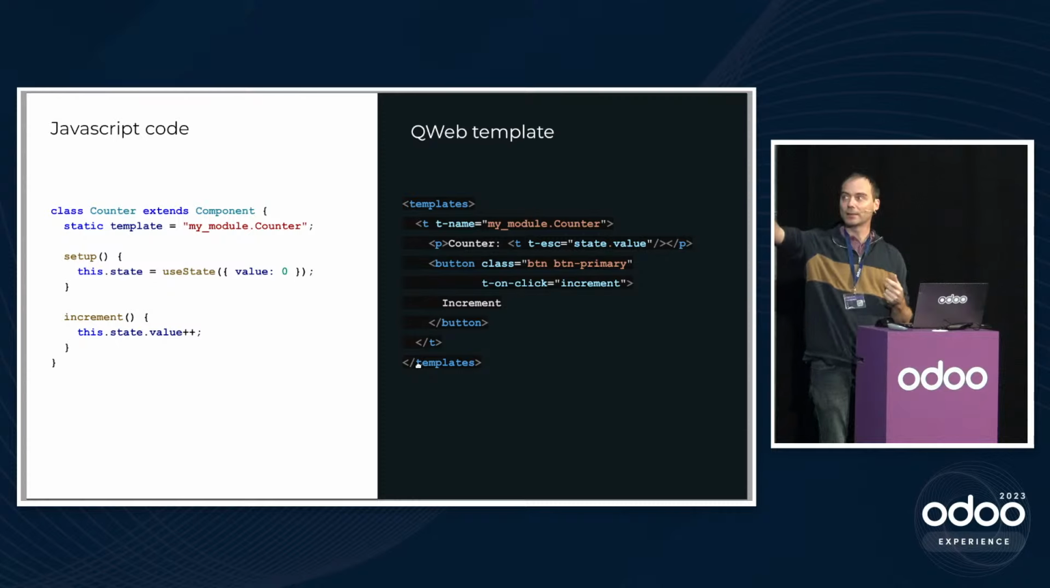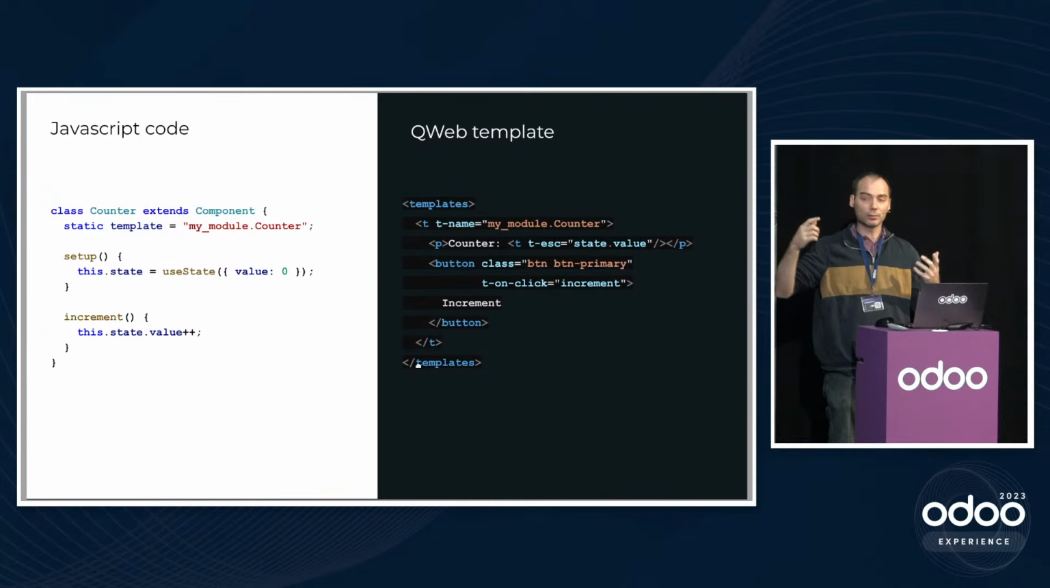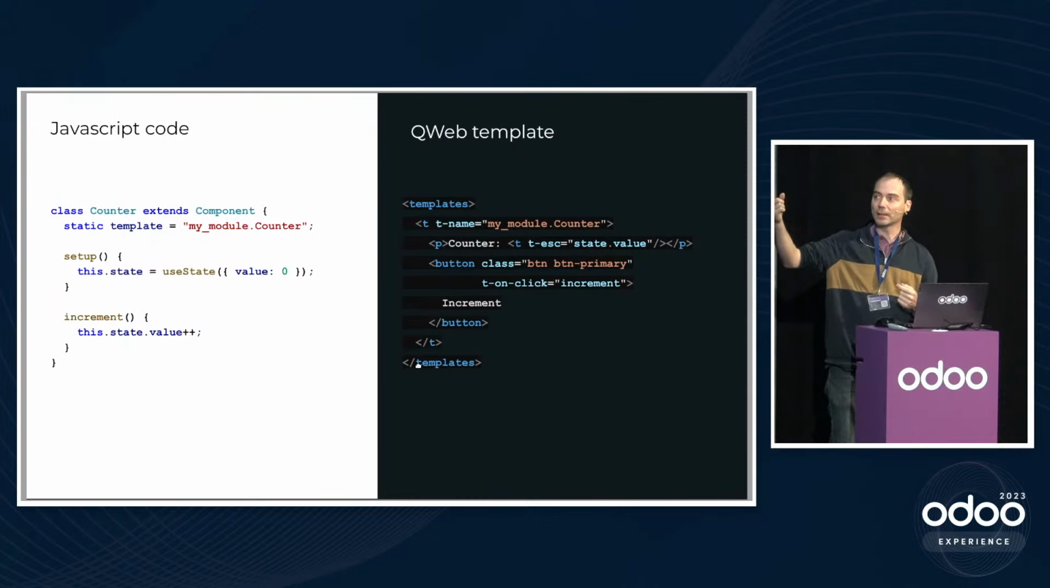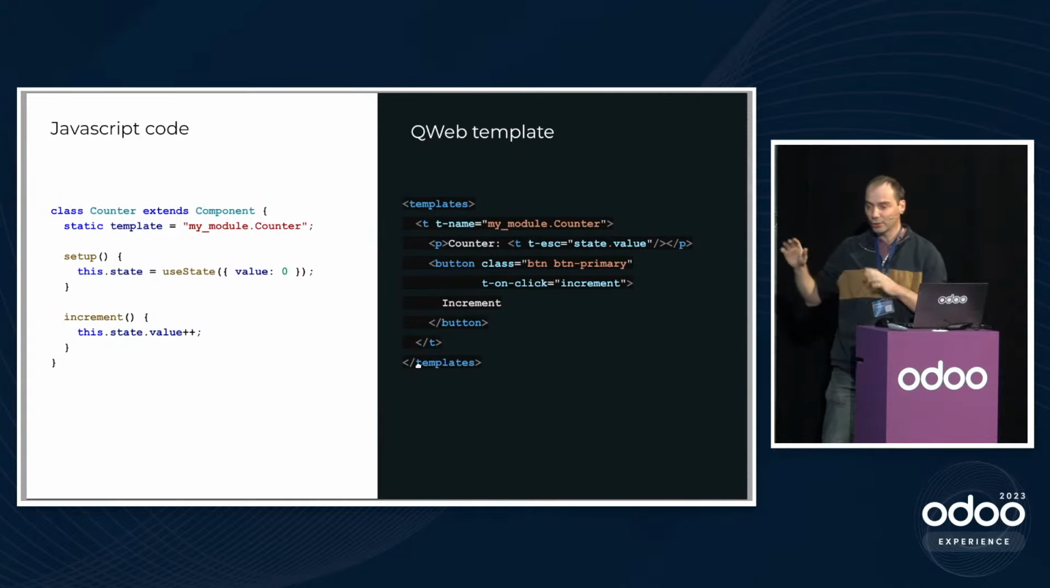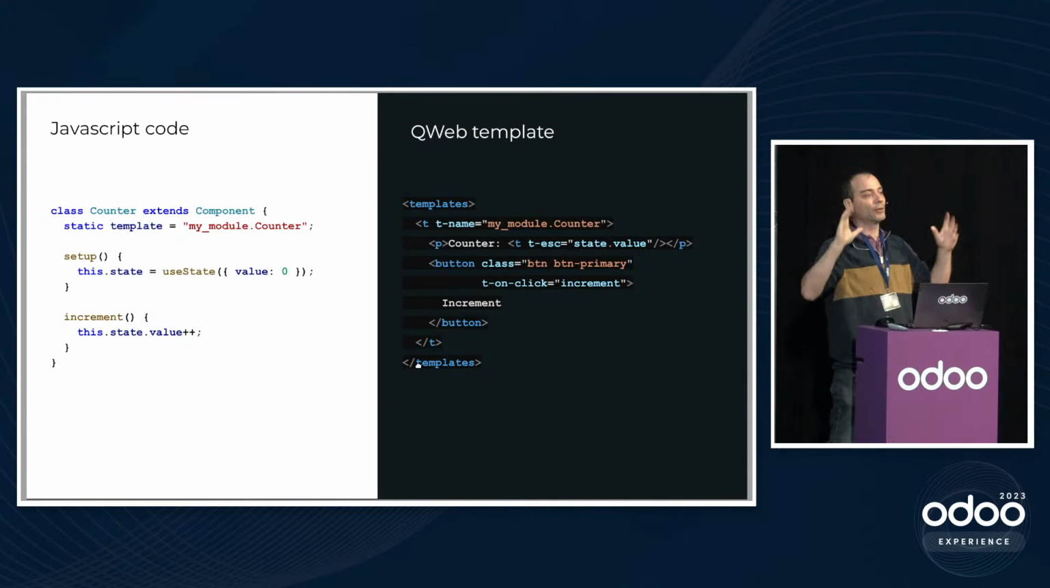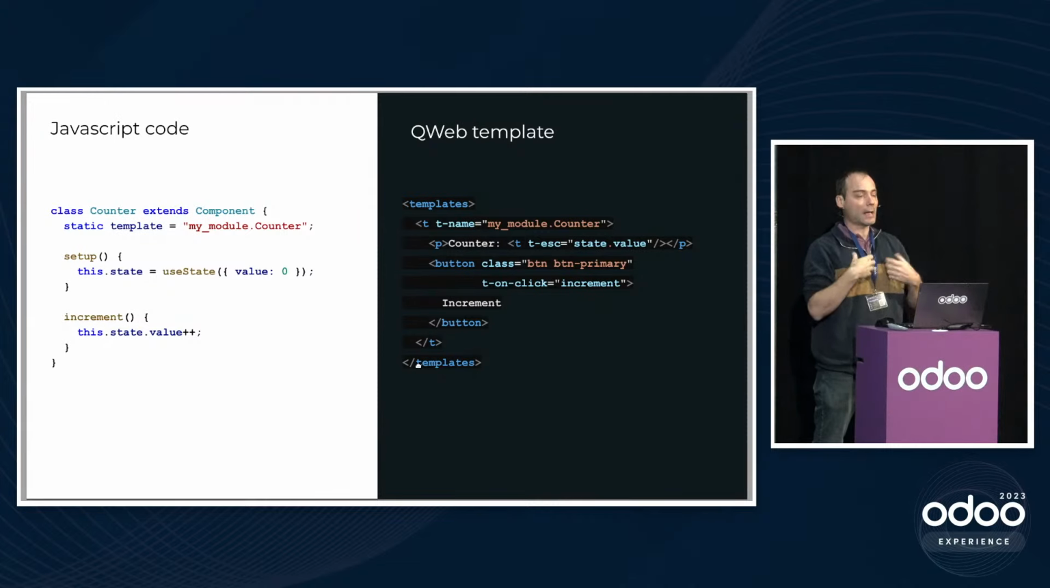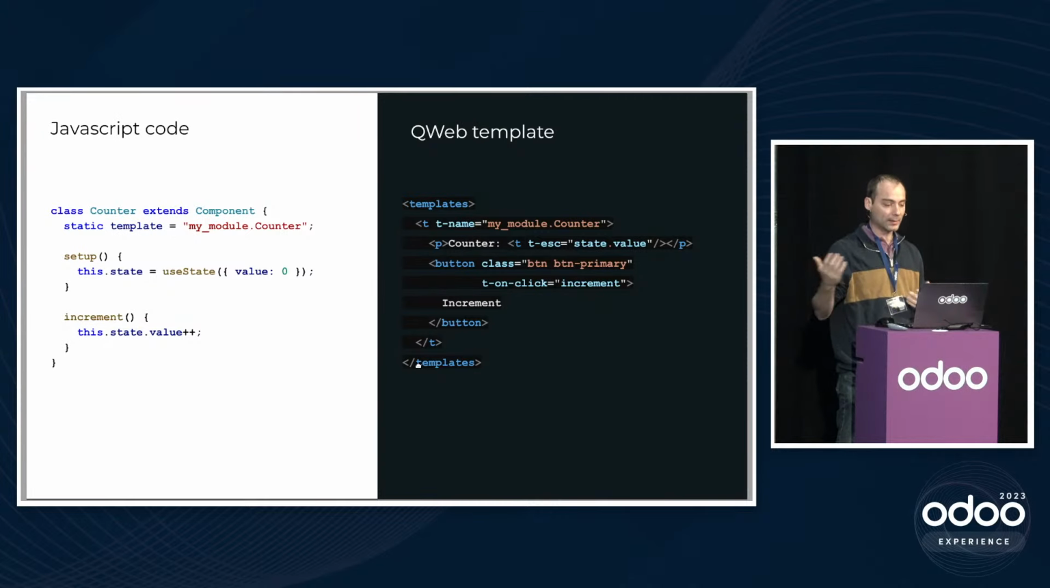We can use any event. We could have t-on-mouseup or t-on-something. It would still add an event handler on that event. And then increment corresponds to the method in the component, in the JavaScript code. You see? So those are basically two facets of the same idea. We have the implementation of a counter component, and it takes some templates and some JavaScript.